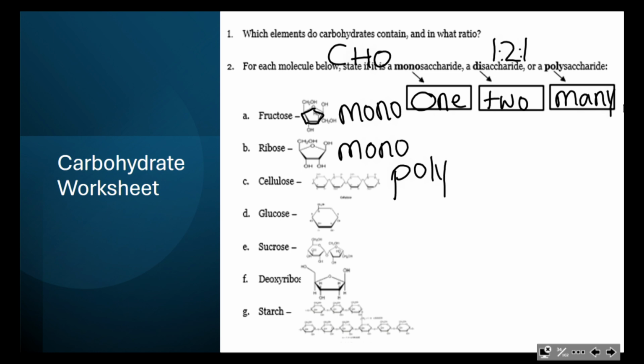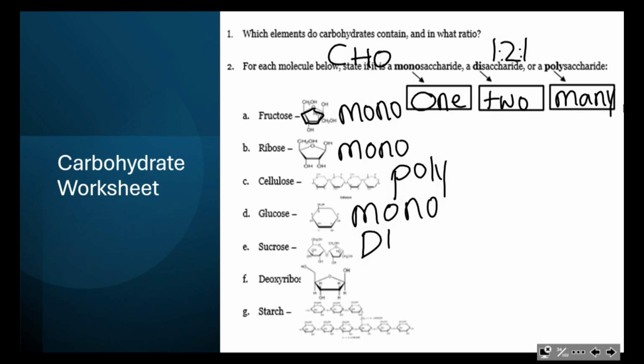Again, cellulose is the starch inside of cell walls. It's also known as fiber sometimes. Okay? The next one, letter D, is asking about glucose. What type of sugar is glucose? It's a monosaccharide. It's probably the most important example of a monosaccharide. Your body mostly runs off of glucose. All right? The next one here is sucrose. What type of sugar is sucrose? Well, it's 2 rings of sugar, so that's a disaccharide.